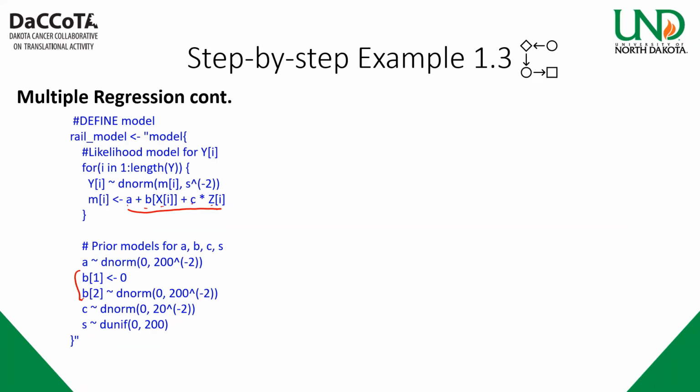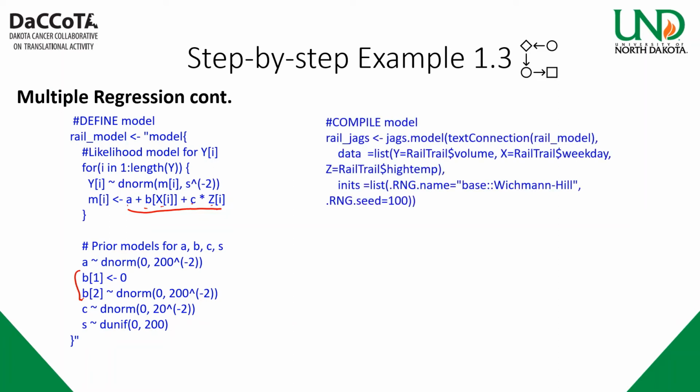Because our weekday is a categorical variable, essentially if it's set on 1, that's going to be 0, but if it's 2, it's going to have a normal distribution because there's a difference between weekday and weekend, we think. And then C and S are pretty standard here. Compile the model. This will all look pretty the same, just switching out rail jags and rail model for the previous model.